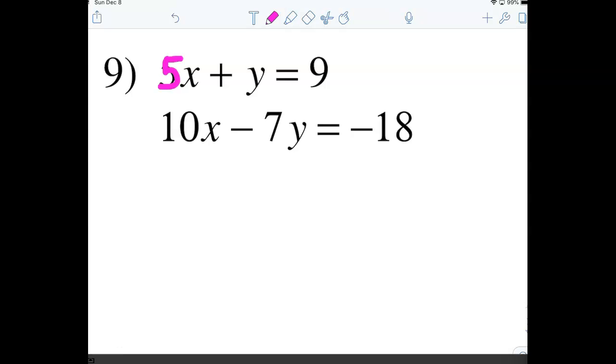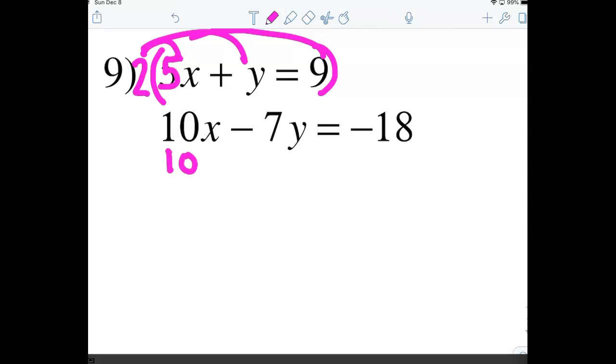Okay, so I need to multiply the 5 by 2 to make it a 10. But if I do that, I need to multiply it to everything. And this is something that you haven't really seen before. You haven't seen me put parentheses on both sides. But it's going to go to every single thing. Okay? So 2 times 5 makes 10x. 2 times y makes 2y. 2 times 9 makes 18, equals.